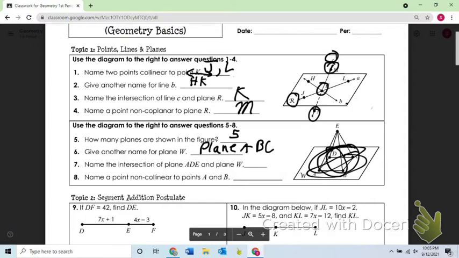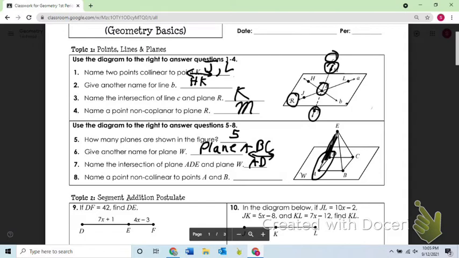So, name the intersection of plane ADE and plane W. So ADE is this one right here. It's that left-handed side one. W is that base one. Now, what is important to remember here is that when 2 lines intersect, they intersect at a point. When 2 planes intersect, they intersect at a line. So the line here is going to be line AD.